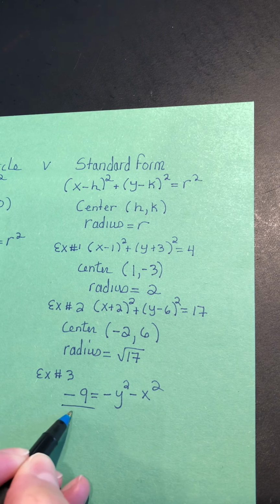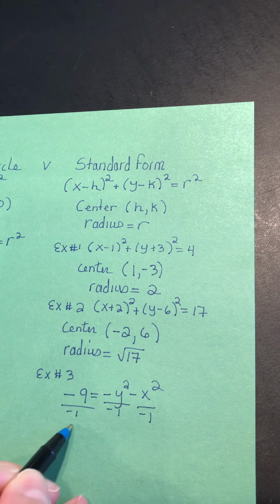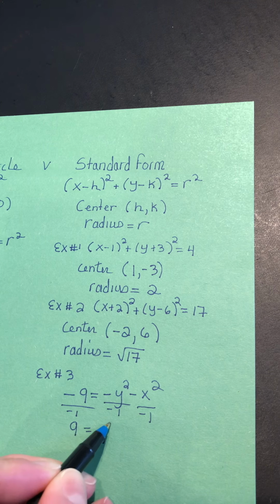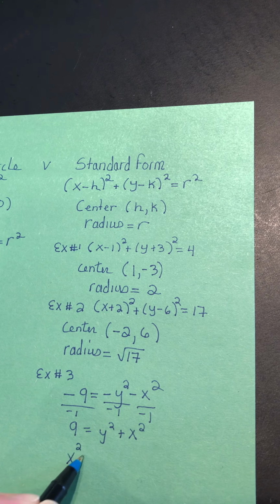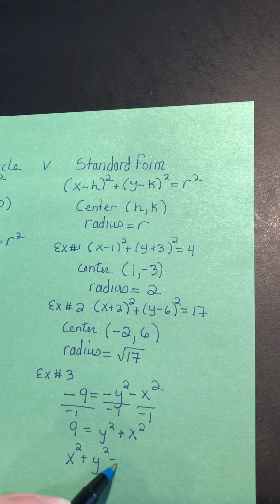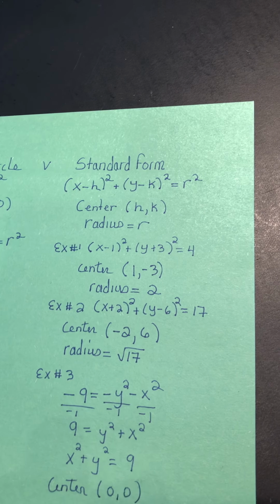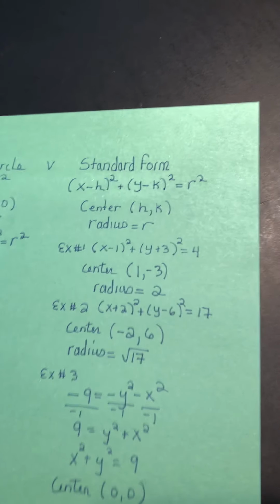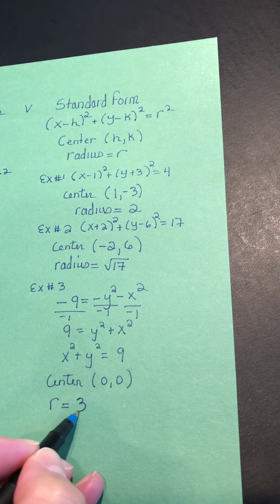And if I divide every single term by negative 1, I get 9 equals y squared plus x squared, and then you know me, I have to rewrite this. I don't like how that looks. x squared plus y squared equals 9. Now I'm convinced it's a circle. I know the center is going to be (0, 0), and I know the radius is going to be the square root of 9, which is just 3.